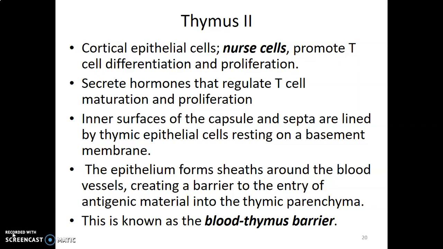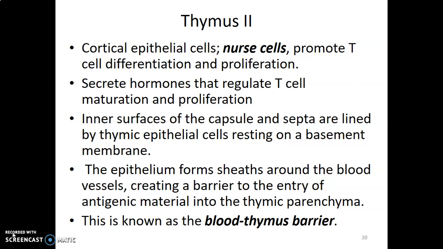The inner surface of the capsule, remember I said the thymus has a capsule that sends in septa to divide the gland into lobules, has epithelial cells which lie on a basement membrane. Now we have what we call the blood-thymus barrier. What forms the blood-thymus barrier? These epithelial cells lying on the basement membrane, surrounding capillary endothelial cells lying on the basement membrane. Those form the blood-thymus barrier.